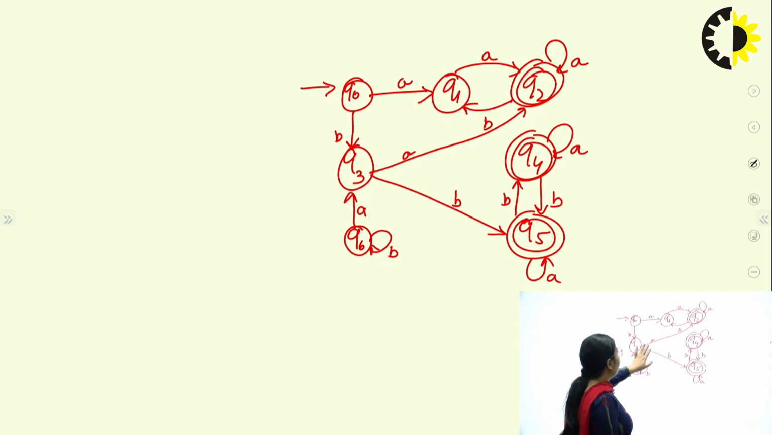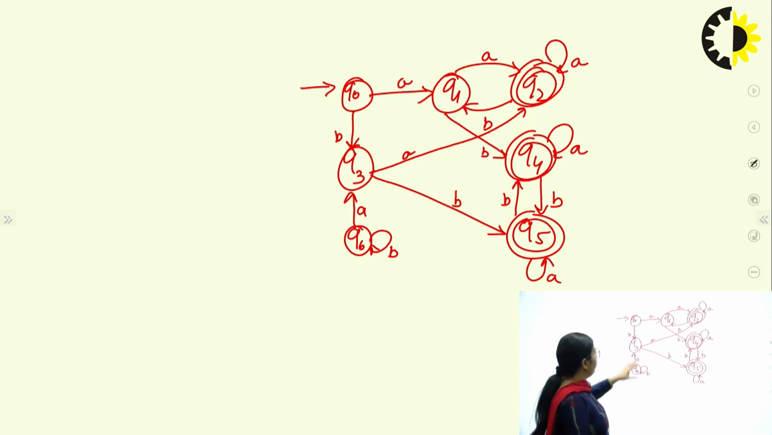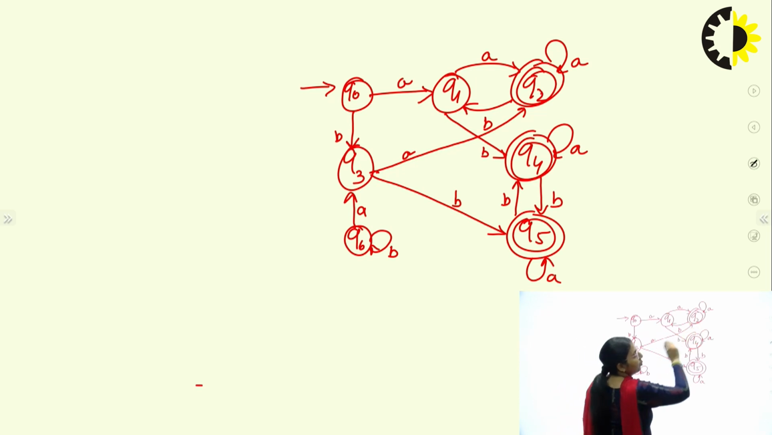So, we can see here that when we were doing the partitioning, we have removed the state Q6. Why have we removed it? Because you can see here, from state Q0, you can reach state Q1. You can reach state Q2 by using state Q1, and this is the final state, right?